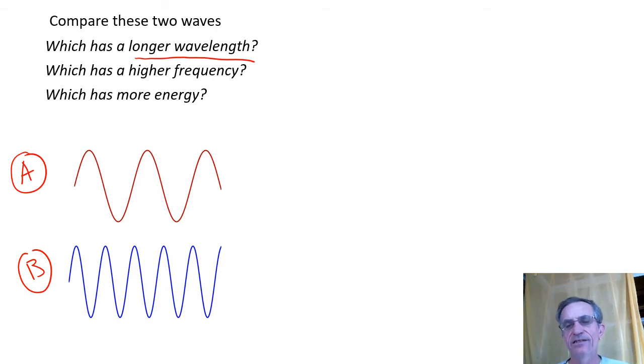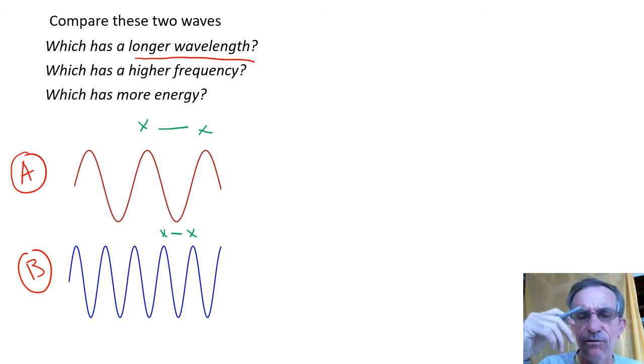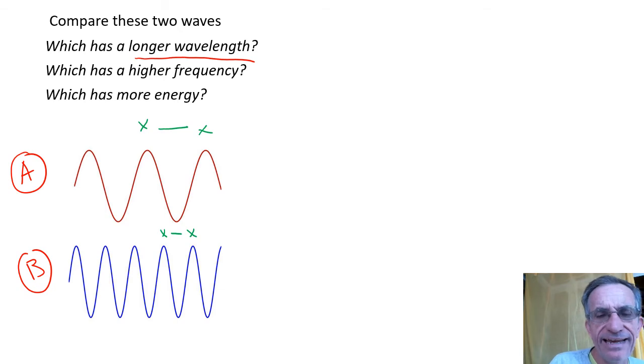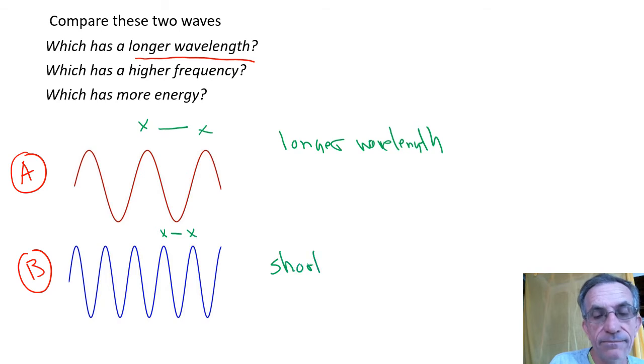Longer wavelength. So what is wavelength again? Wavelength is how far is it from here to here? How far is it from one peak to the next? Now, if you just look at it, I'm not going to bother to get out a ruler and measure it, I can just tell with my naked eye. Wave A has a longer wavelength. The waves are further apart. So I guess wave B would have a shorter wavelength, wouldn't it?